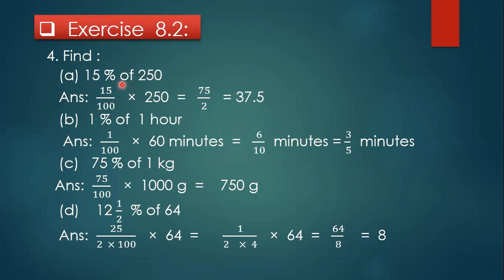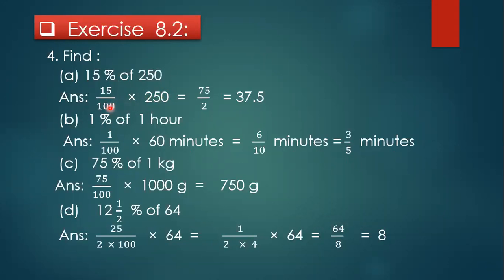The first question is 15% of 250. First, we will convert percentage into fraction. 15% means 15 upon 100 into 250. And here what I have done, this 0 of 100 and this 0 of 250 is cancelled. 250 will be coming in numerator. So 250's 0 and 100's 1 0 is cancelled.